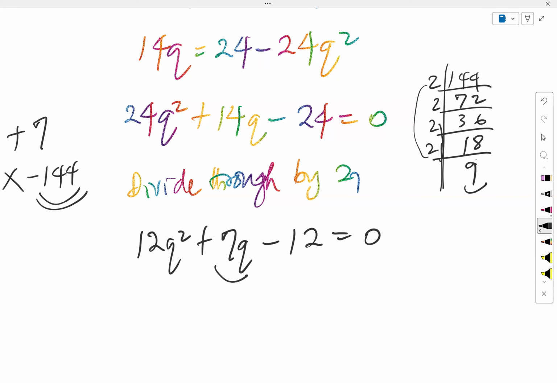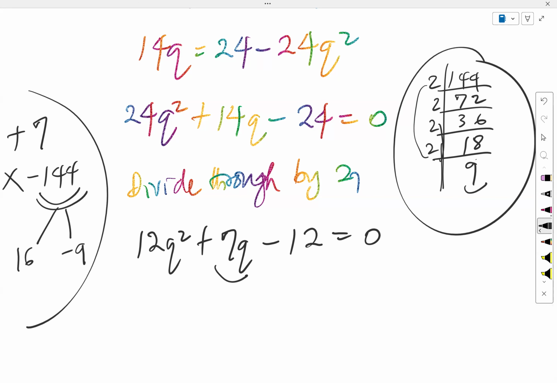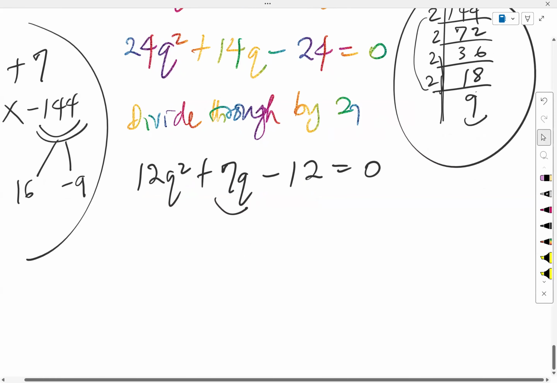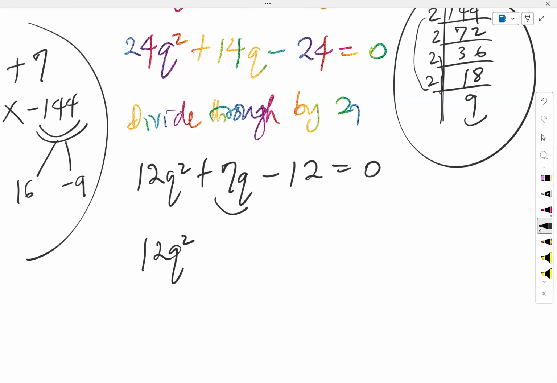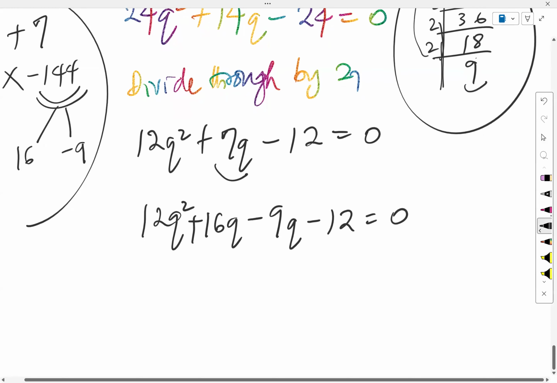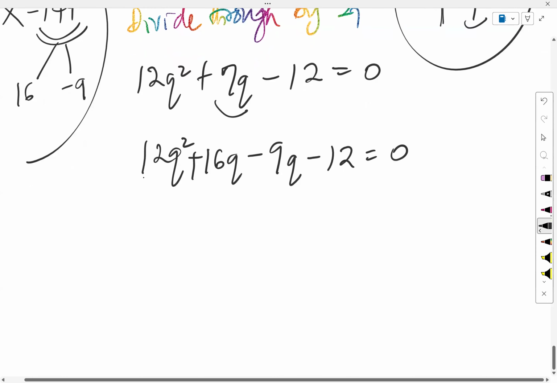So it means we are looking for factors, and since 7 is positive, we have 16 and then we have minus 9. 16 and minus 9. Okay, so those are just ways of arriving at this. So what we just do is to say this is 12q squared plus 16q minus 9q minus 12 equals 0. Because 16 minus 9 is 7, but 16 times minus 9 is minus 144. That's 12 times minus 12.